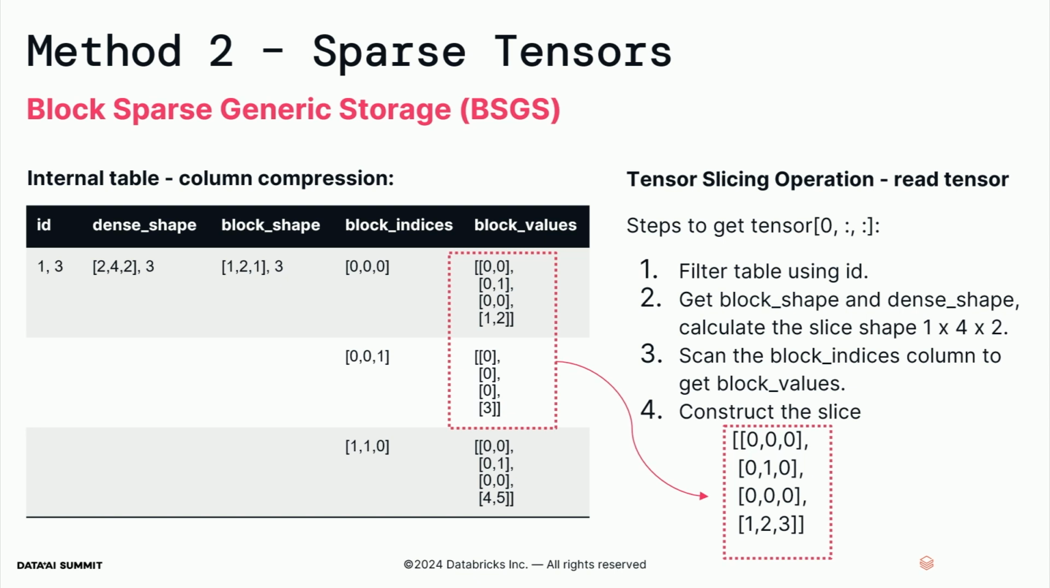There are some steps. The first step is to filter the table using the tensor ID. By this filtering, we can get the block shape and den shape. And then we can calculate the slice shape. And also, we will scan the block indices column to get the block values. And the last step is to use this data to construct the slice.